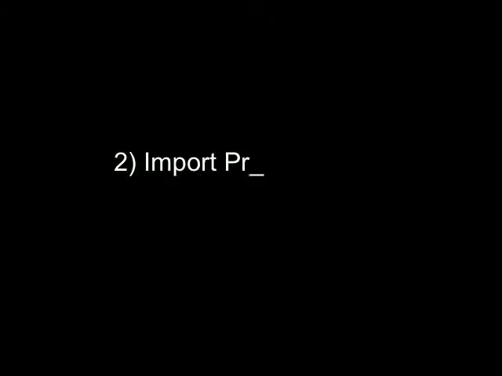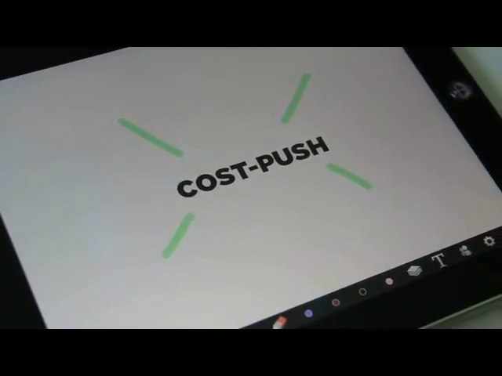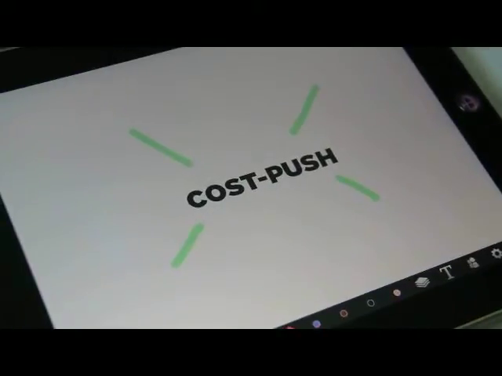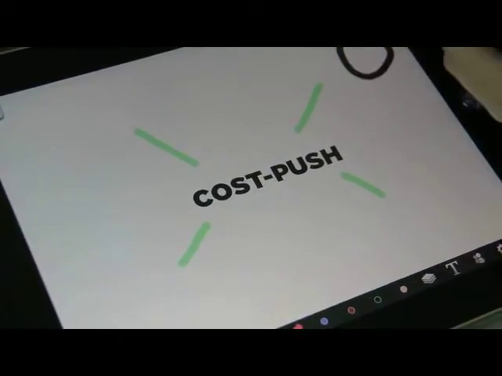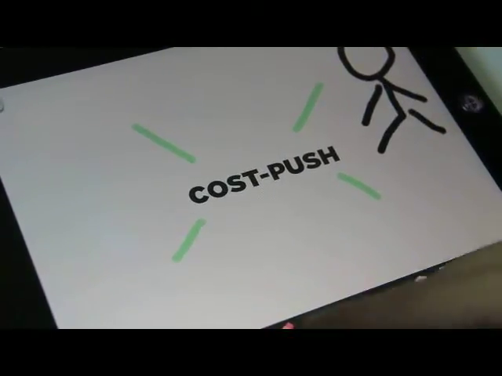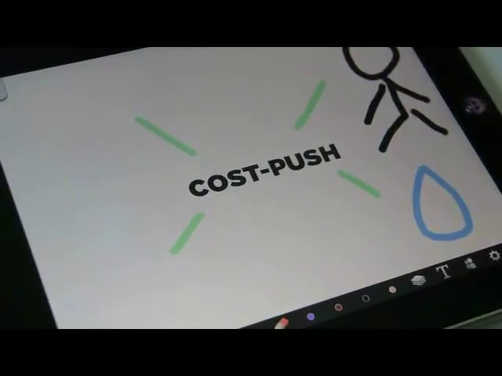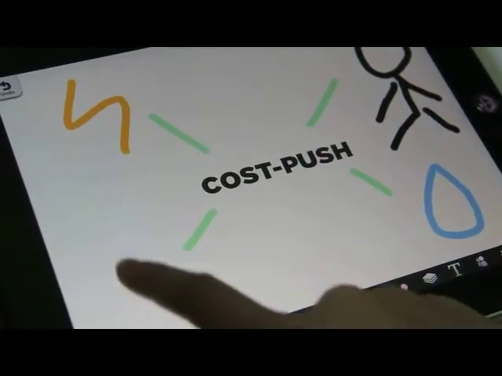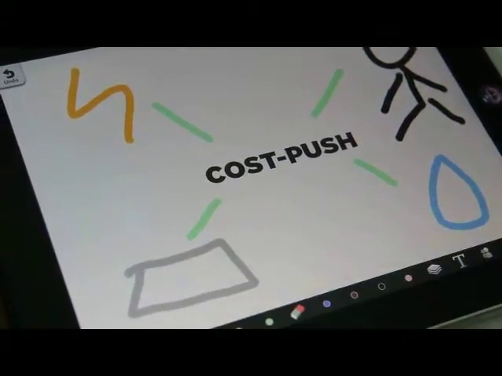Cost push inflation itself is divided into four major types of inflation: wage push inflation, import price push inflation, profit push inflation, and tax push inflation. Cost push inflation occurs when there are persistent rises in cost of production such as labor, water, electricity, and other raw materials such as metal.